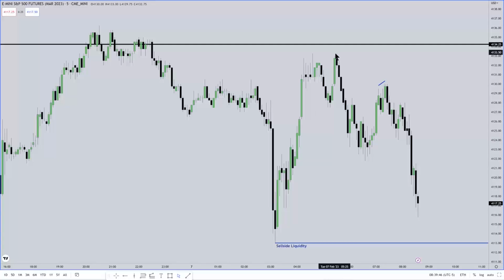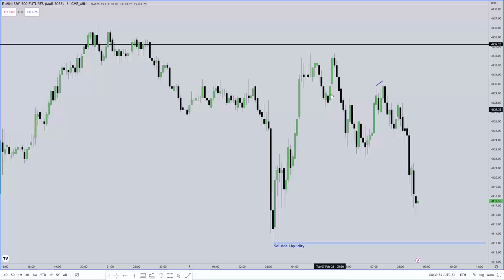Price rallies up, it breaks down. What just happened right here? Right below this low, it shifts market where? Bullish or bearish? Bearish. So what we do is we look inside this price leg here, and we look for any inefficiency.